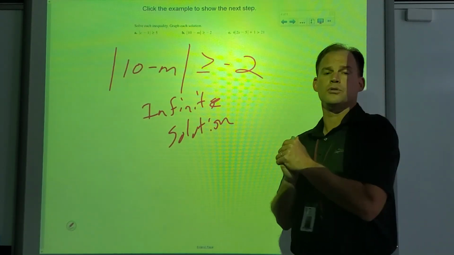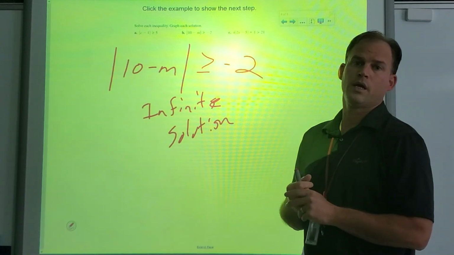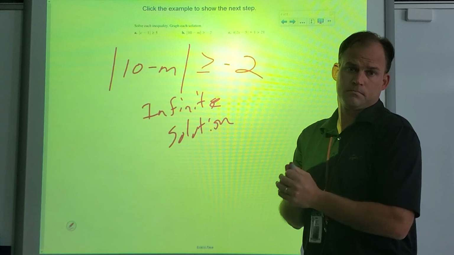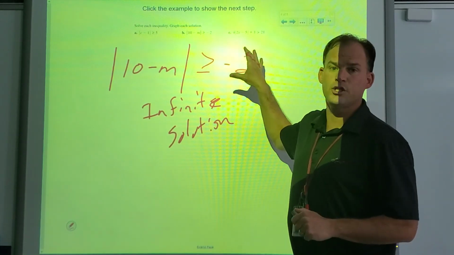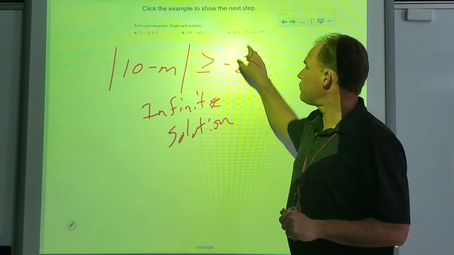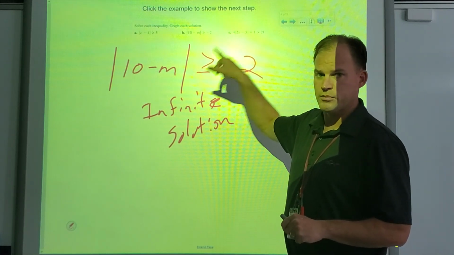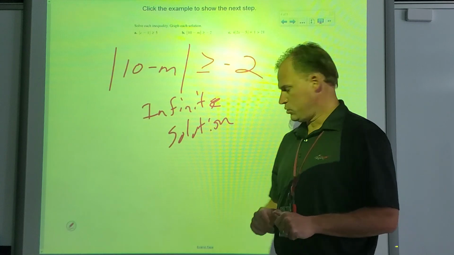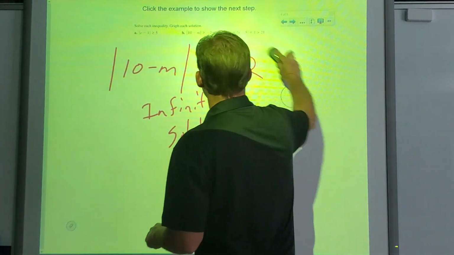There's an infinite number of solutions. Every number in the universe is going to work because they're all going to come out positive. They're all going to be greater than or equal to negative 2, always. So you've got to engage your brain when you see the negative. The shape of this sign, the direction it's pointing, tells you whether it's going to be infinite or no solution. Let's do another one.